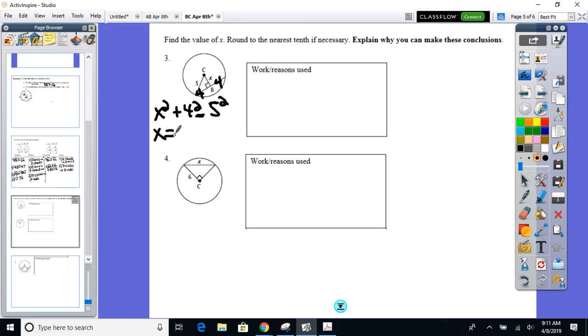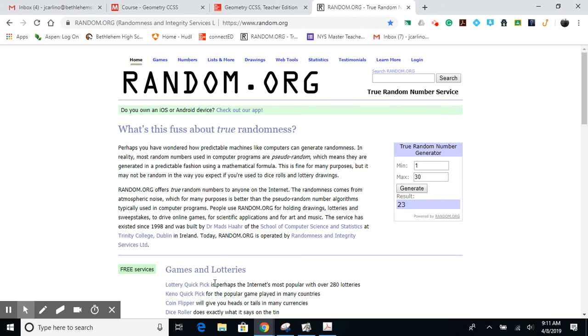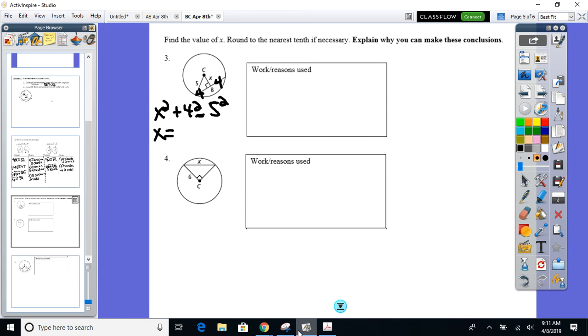I'll let you guys go ahead. I know it's a classic triple, but the value of x turns out to be 3.